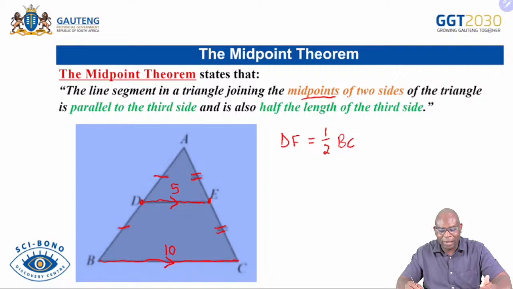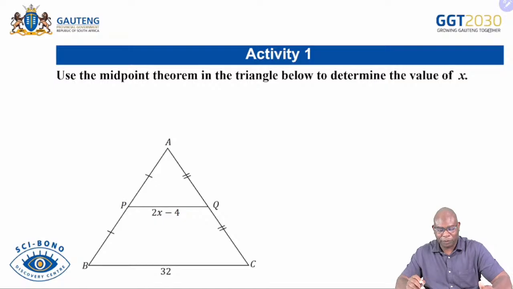So the line that is given there as 5 will be half of the line that is given there, which is BC, which is going to be 10. That is what the theorem says. So if I'm given that, I must be able to work it out. Now let's look at activity 1, which talks to the midpoint theorem.